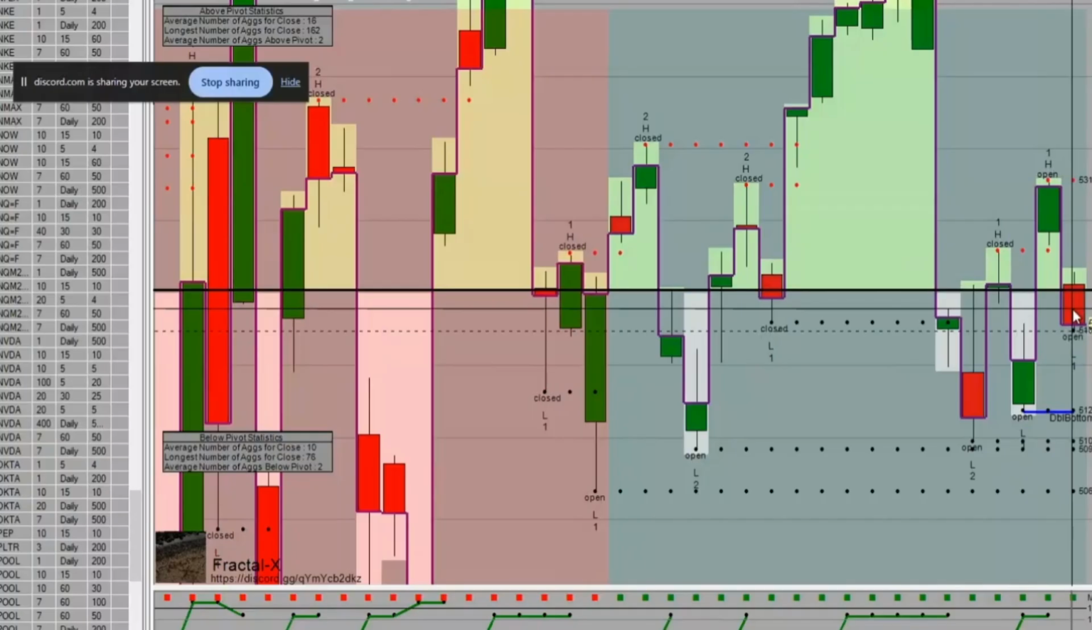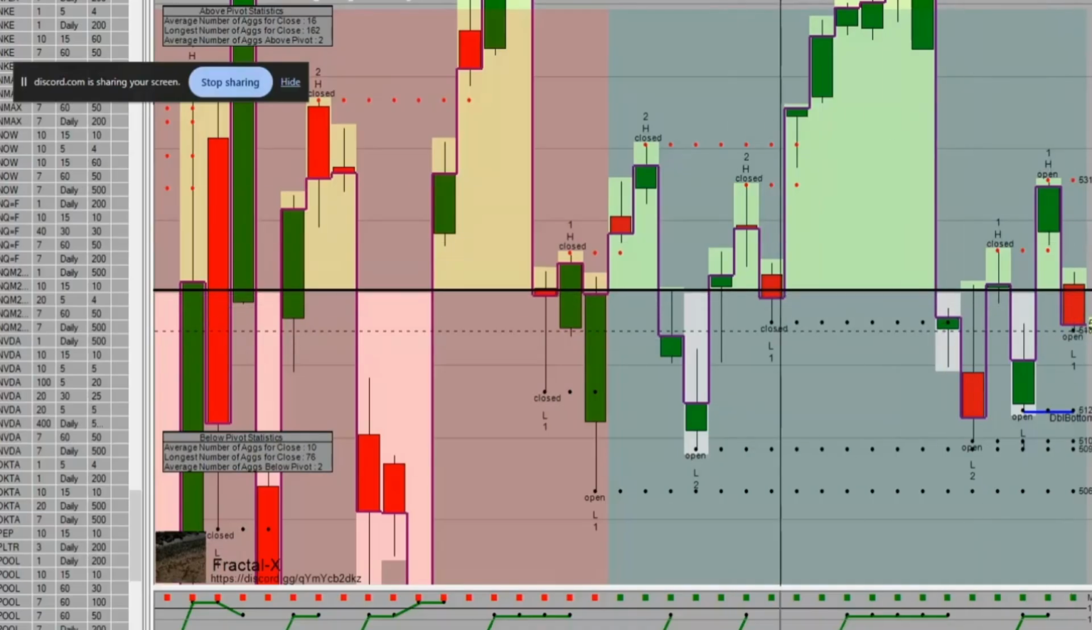Can you guys help me? Is that right? That's pretty close from open to close on the previous, correct? Yeah, that seems kind of strange. Okay.